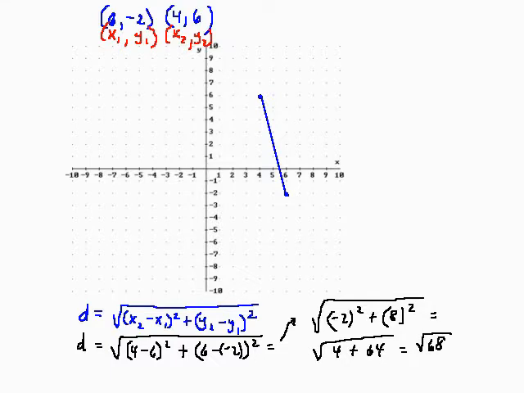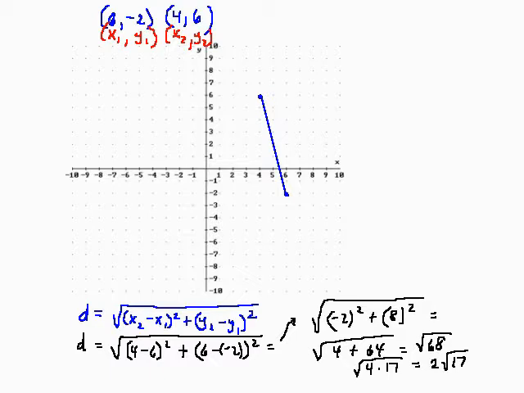Or is it? Now, wait a minute. I think the square root of 68 will simplify, because I think there's a perfect square number that goes into 68. I think 4 goes into 68 17 times, so we could break that up into the square root of 4 times 17, which would simplify into a distance of 2 times the square root of 17. Okay, so be very careful and make sure you simplify the radicals here.